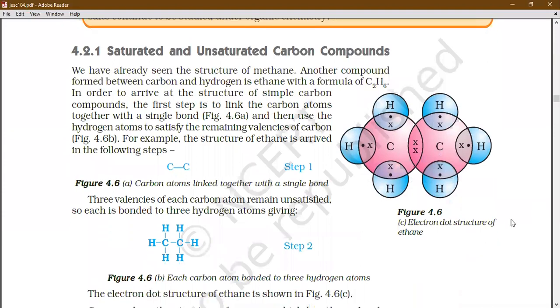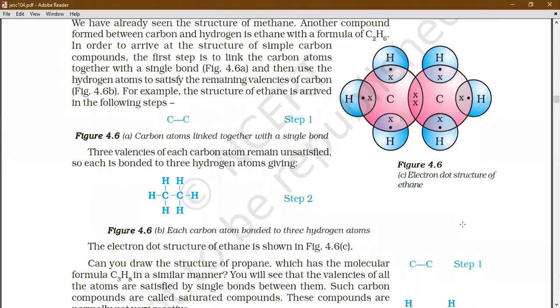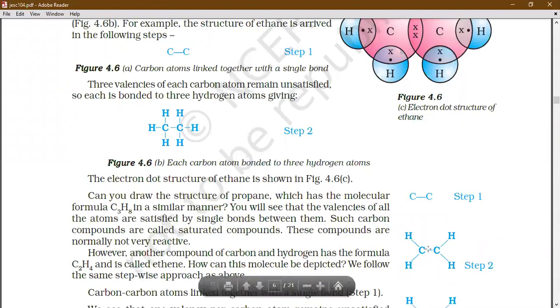We have already seen the structure of methane. Another compound formed between carbon and hydrogen is ethane with the formula C2H6. In order to arrive at the structure of simple carbon compounds, the first step is to link the carbon atoms together with a single bond, and then use the hydrogen atoms to satisfy the remaining valencies of carbon. For example, the structure of ethane is arrived at in the following steps. 3 valencies of each carbon atom remain unsatisfied, so each is bonded to 3 hydrogen atoms, giving the electron dot structure of ethane shown in figure 4.6c.